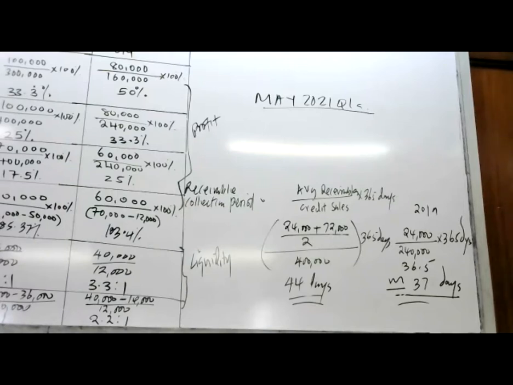Current ratio is equal to current assets over current liabilities, which is equal to 1 over x equals 2.6, right?